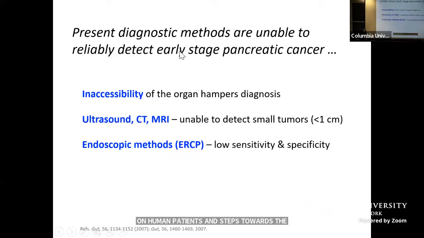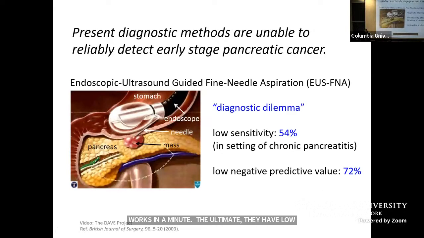Okay. So when it comes to pancreatic cancer, the diagnostic methods that are available to clinicians are really unable to reliably detect it, particularly at early stages of the disease. We've already talked about how inaccessible the organ is. Techniques like ultrasound, CT, and MRI can detect masses, but usually when they're larger in size. If we want to detect it at earlier stages of development, we'd want to find smaller tumors, potentially less than 1 centimeter in size. The best methods for detection are endoscopic, and I'll show you how that works in a minute. Unfortunately, they have low sensitivity and specificity. So once again, another clinical challenge.